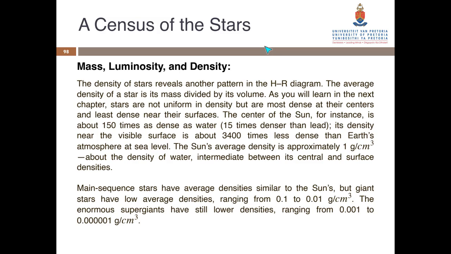Main sequence stars have average densities similar to the sun's, but giant stars have low average densities ranging from 0.1 to 0.01 grams per cubic centimeter. And enormous supergiants still have lower densities, ranging from 0.001 to 0.00001 grams per cubic centimeter.